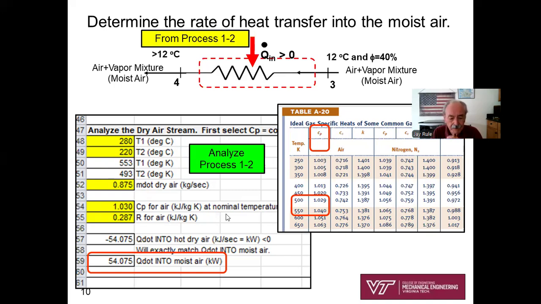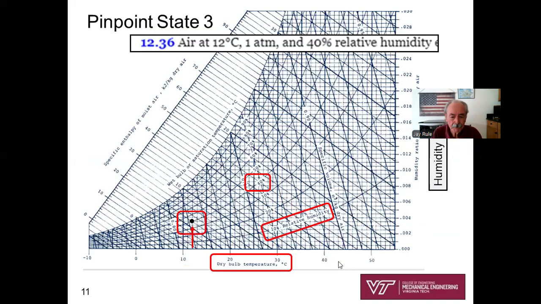And so given all that, we can determine the heat transfer into the mixture is minus the heat transfer into the hot dry air. So we've got Q dot into the hot dry air is negative 54.075 kilojoules per second or kilowatts. And so therefore Q dot into the moist air is 54.075 kilowatts. That's almost going to be the hardest part of the computation. All right, let's go to our psychrometric chart and start picking properties off of that.